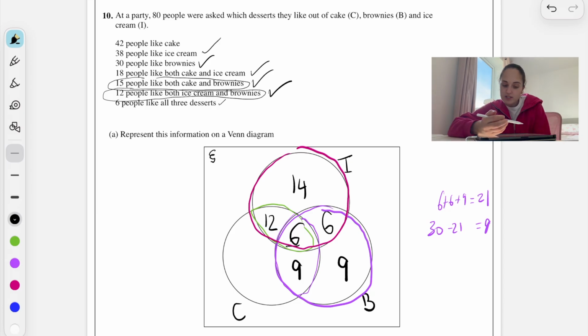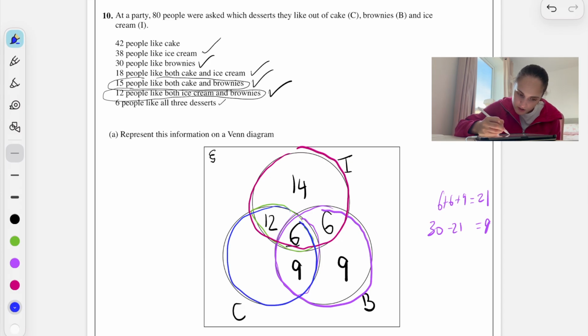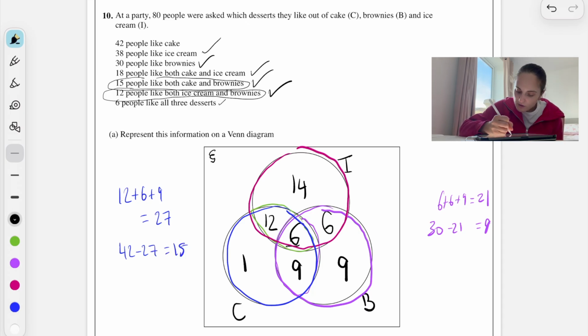It then tells us that 42 people like cake, so that means that this whole circle is going to add up to 42. So we have 12 plus 6 plus 9, that's going to be 27. And then I'm going to do 42 minus 27, which is 15. So that tells us that 15 people like only cake.